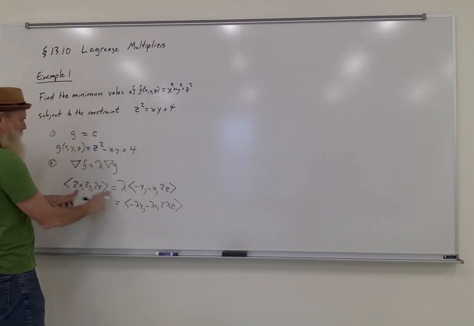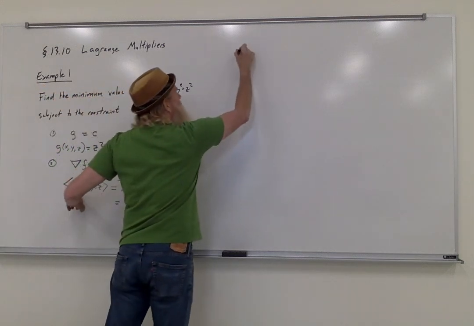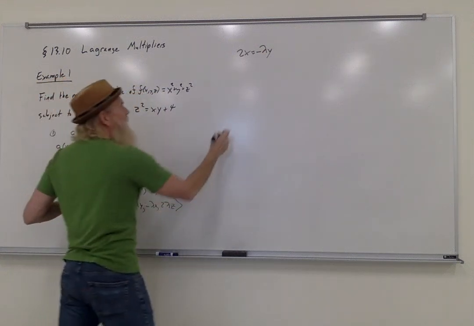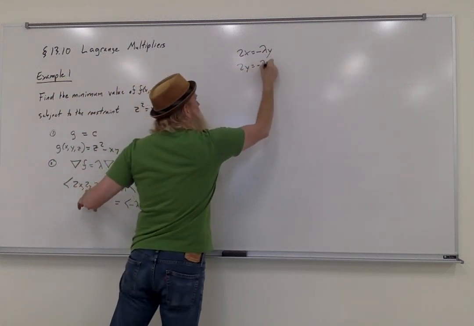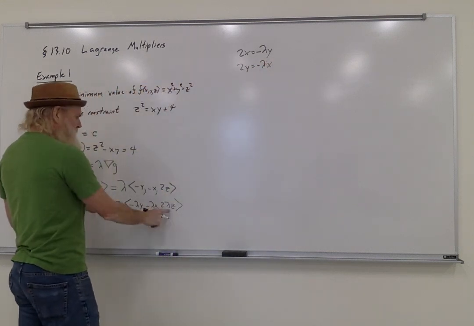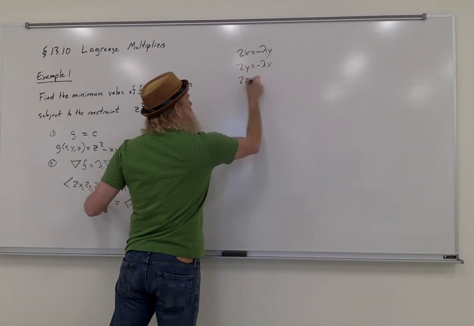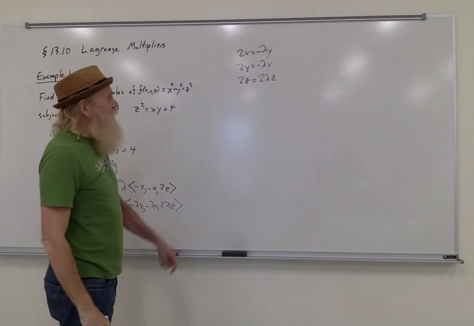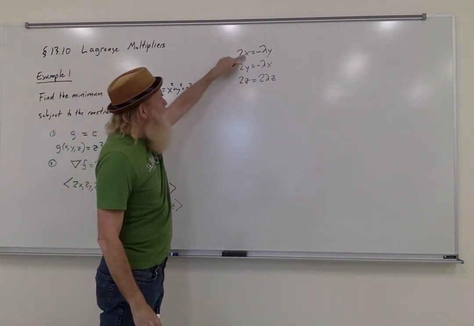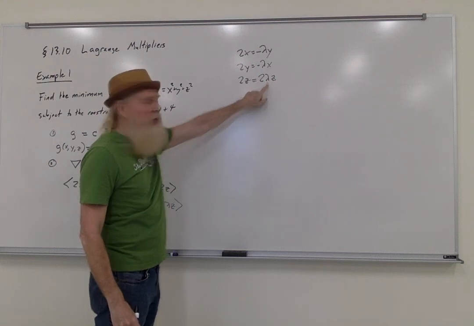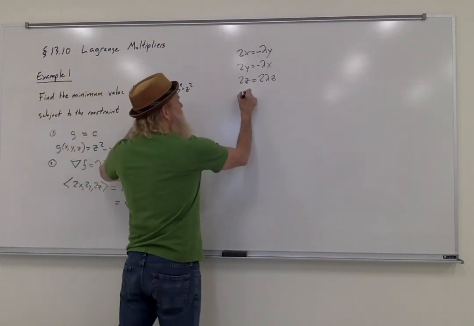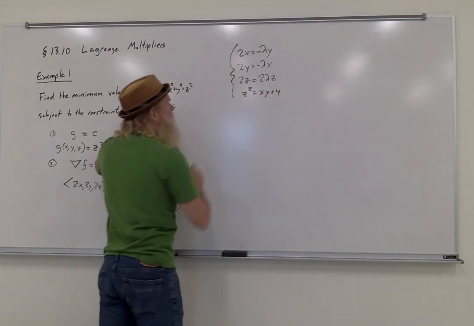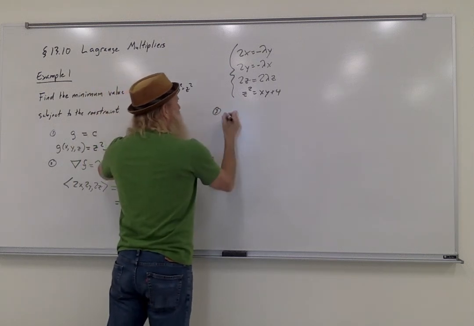And then setting components equal, 2x is negative lambda y, 2y is negative lambda x, and 2z is 2 lambda z. Now notice that this is only a system of 3 equations, but there are 4 variables, x, y, z, and lambda. To get a 4th equation, we're going to include the constraint. And then step 3 is going to be to solve this system.